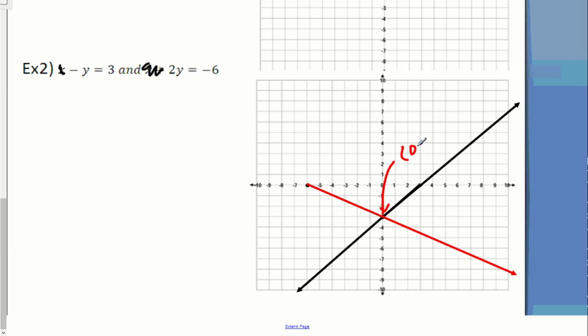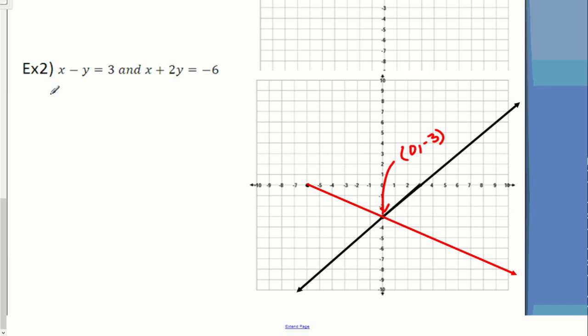And that point is what? 0, negative 3. Which means they both have the same y-intercept. That's what I'm saying there. They both have the same y-intercept. Which means that's the point they have in common. Okay? All right, and then I'm not done because afterwards I need to check it.